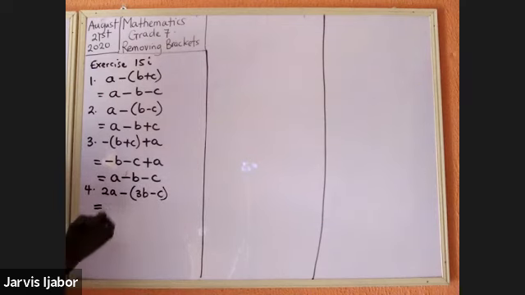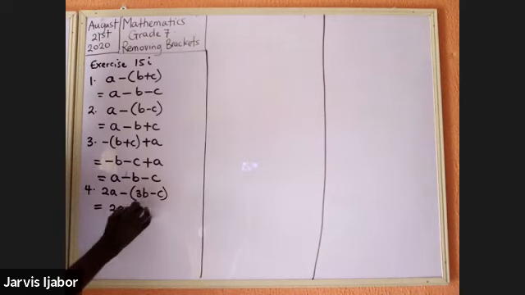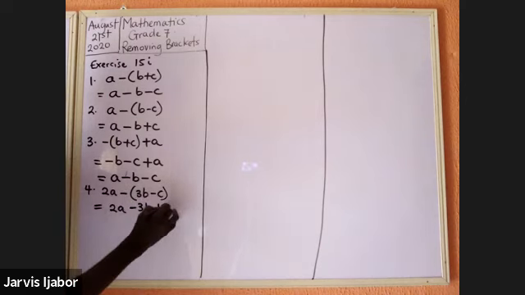What does this give you? This will be 2A. The negative, the positive becomes negative, and the negative becomes positive.